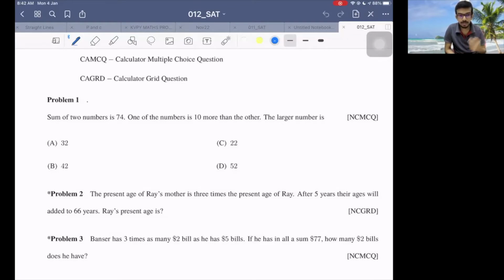The sum of two numbers is 74. One of the numbers is 10 more than the other. The larger number is.